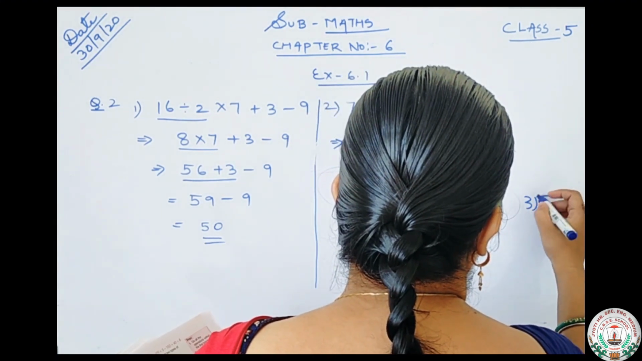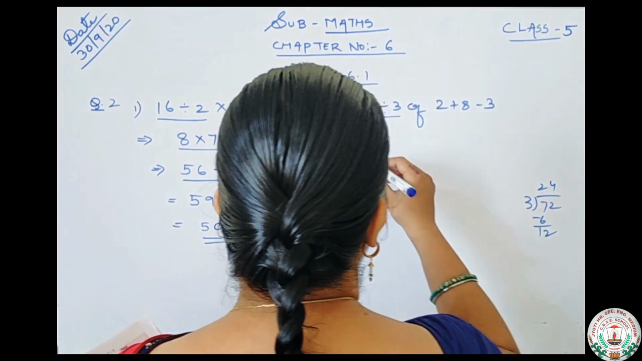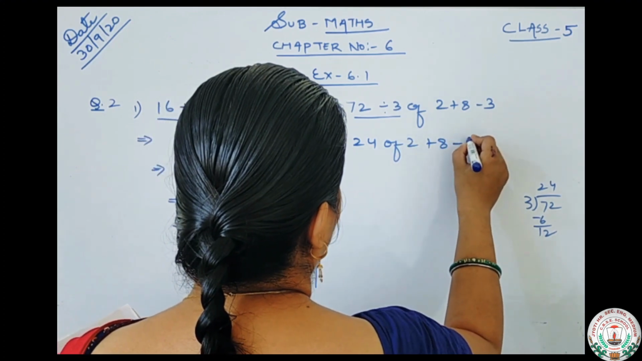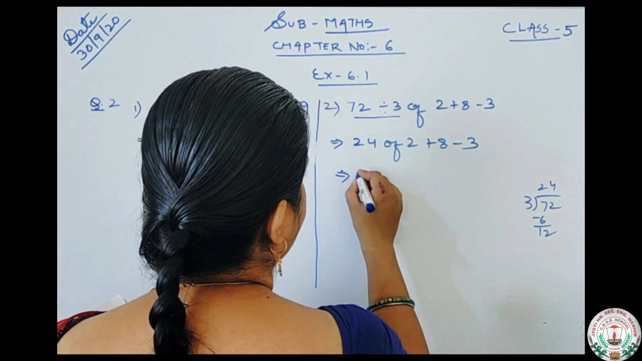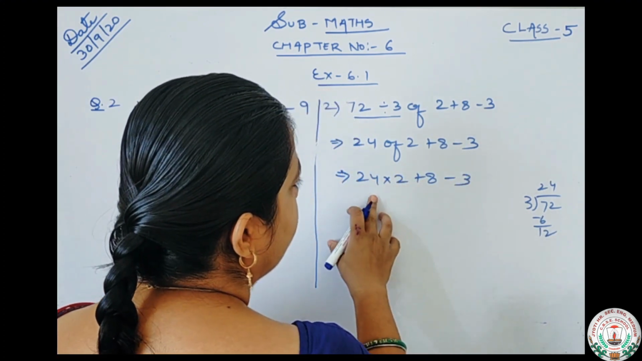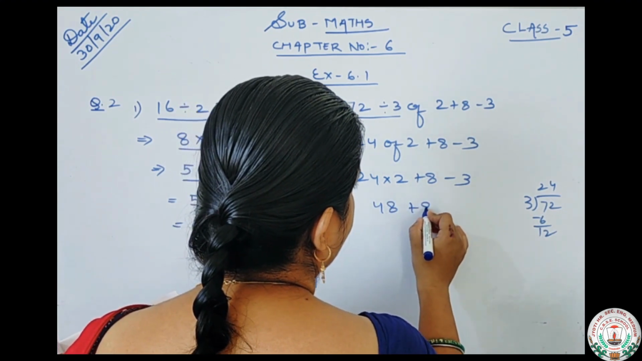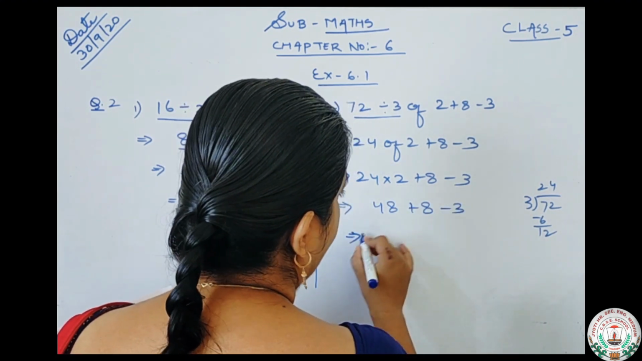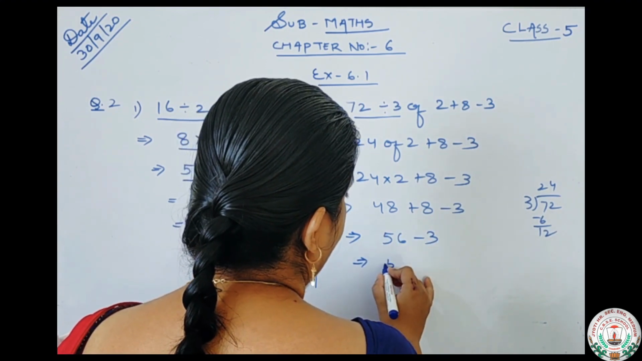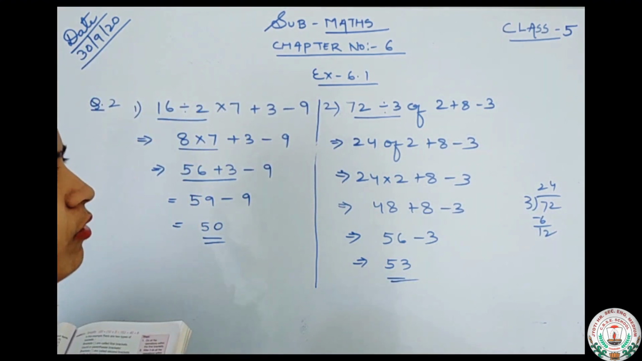3 2s are 6. 3 4s are 12. So what we will get here? 24 of 2 plus 8 minus 3 is equals to 24 into 2 plus 8 minus 3. After division, multiplication is there. So 24 into 2 will be 48 plus 8 minus 3. 48 plus 8 is 56 minus 3. So what you will get? 53. Okay. Like this you will try to solve the questions.